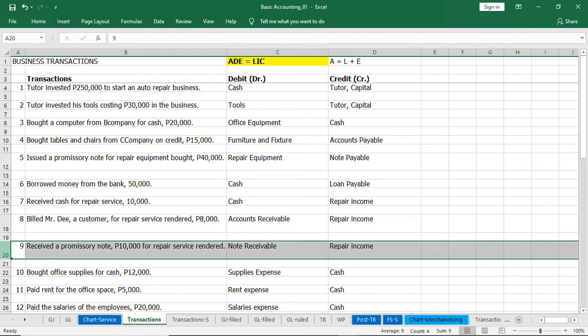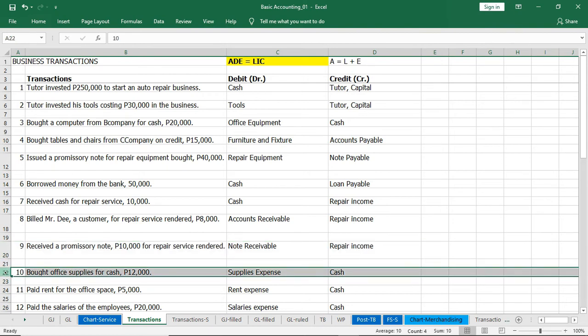9th transaction, received a promissory note, 10,000 for repair service rendered. Okay? So, yun. Pag merong customer, either magbabayad sila in cash or utang muna, accounts receivable, or mag-i-issue din yung customer ng promissory note. So, note receivable naman. Okay? So, this time, 10,000 for repair service rendered. Increase in asset, receivable, debit to note receivable. Increase in income, credit to repair income.